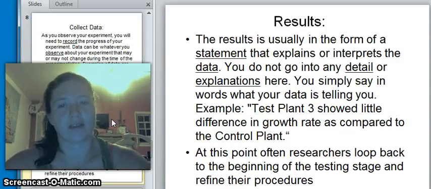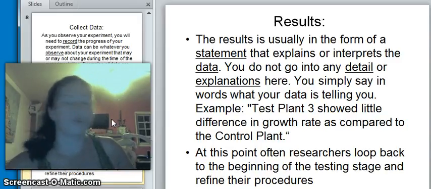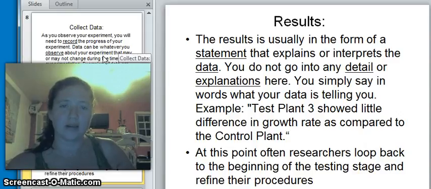So usually we make this as a nice statement. It explains the data. You don't have to go into any detail. You don't have to explain what you think it means. It is purely what is the data in words. So when you collected your data, it should have been in a data table. It's not always super pretty.